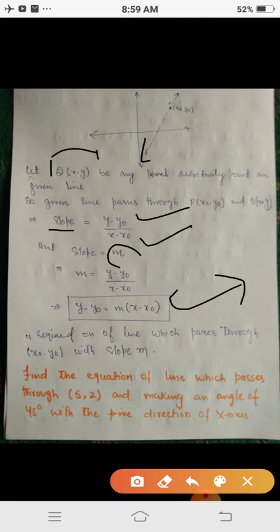Now this form is called the slope point form or point slope form, or simply called the one point form.